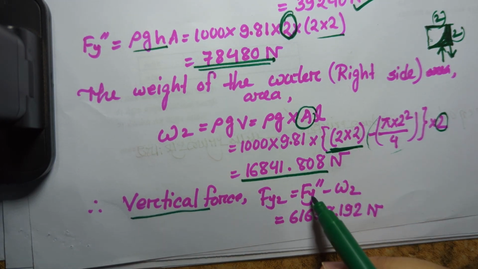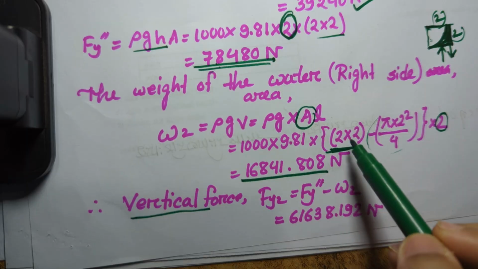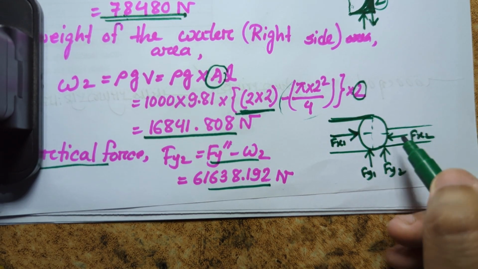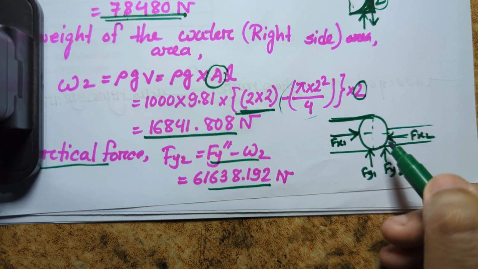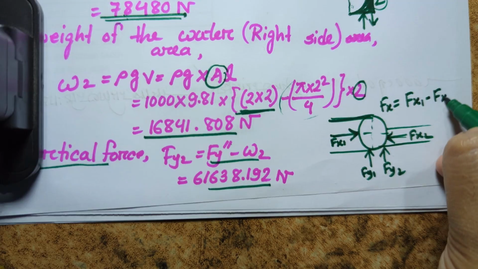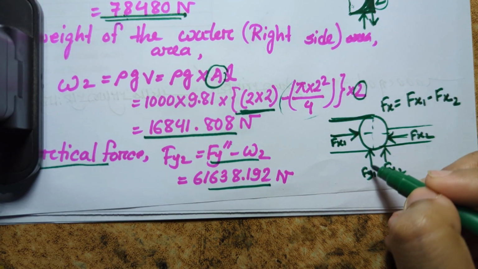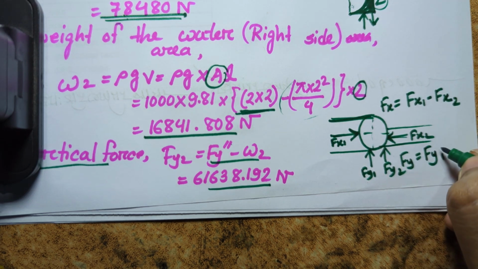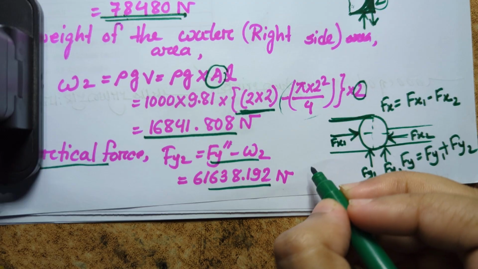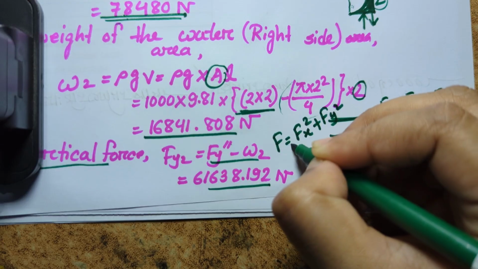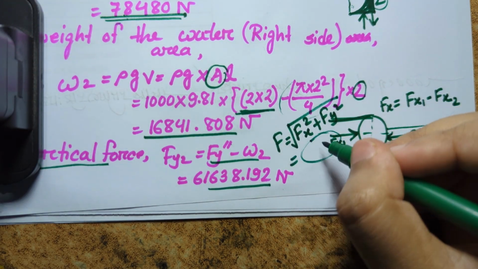Then the net vertical force will be this vertical force minus the weight of this water force. Then we will get this vertical force, which acts on the right side of the cylindrical gate. As the horizontal force of the left side and the horizontal force of the right side work in the opposite direction, the net horizontal force will be Fx1 minus Fx2. And we see that the vertical forces both are in the same direction, so the net vertical force will be Fy1 plus Fy2. Then we will find the net force as F equals the square root of Fx squared plus Fy squared. Then we will get the net force.